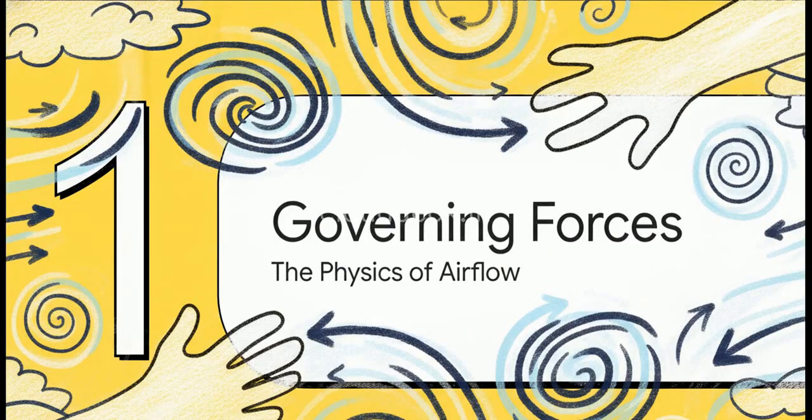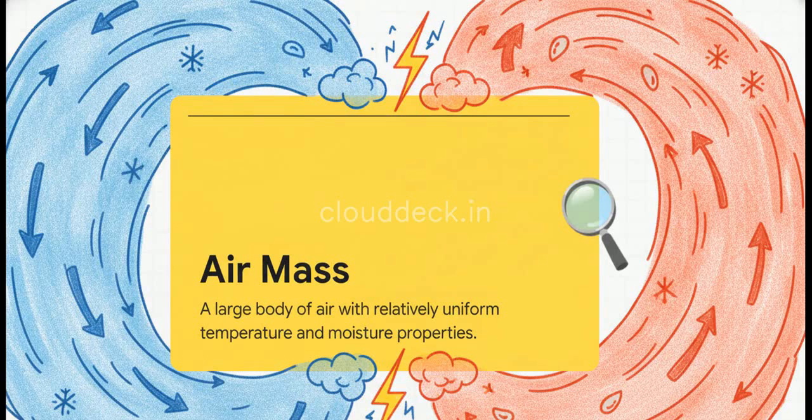Starting off with Section 1, the forces that govern our airflow. First things first, we need to establish our baseline definitions. The main characters of our story today are air masses. An air mass is simply a massive, sprawling body of air that has relatively uniform temperature and moisture properties across its vast expanse. But the real drama? That happens when these giant bodies of air start moving. When two conflicting air masses collide, say a cold, really dry one and a warm, highly moist one, they absolutely don't just mix peacefully. They clash. And that battleground where they meet, that is what we call a front.